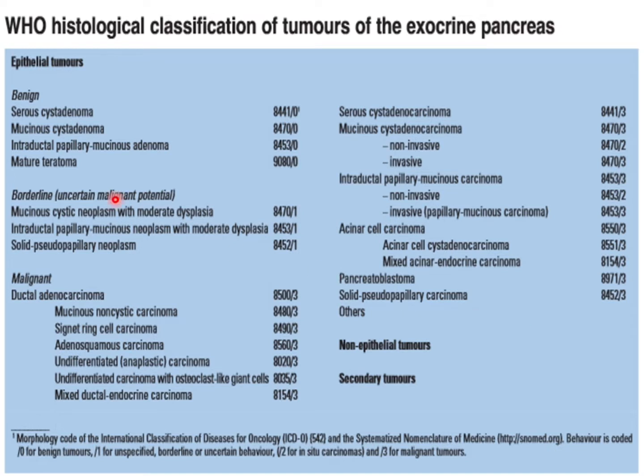The epithelial tumors may be benign, like serous adenoma, mucinous adenoma, intraductal papillary mucinous neoplasm, and the borderline tumors include mucinous cystic neoplasm and the intraductal papillary mucinous neoplasm, and there is the solid pseudopapillary tumor. The malignant tumor includes ductal adenocarcinoma, serous adenocarcinoma, mucinous adenocarcinoma, intraductal papillary mucinous carcinoma, and the acinar cell carcinoma. There is the pancreatoblastoma and the solid pseudopapillary carcinoma.